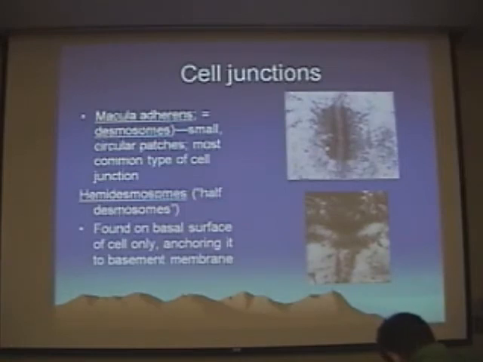You can sometimes have what's called a hemidesmosome, or half of the desmosome, which is at the base of the cell, holding that cell or anchoring it to the underlying connective tissue. And so if you see something that looks kind of like a desmosome but is oriented horizontally, that would be a hemidesmosome.